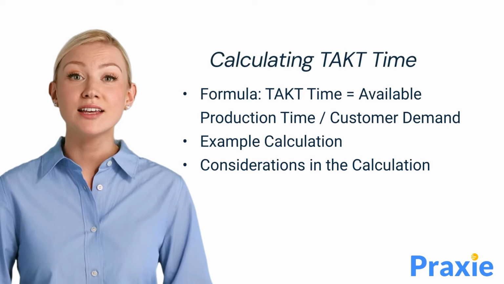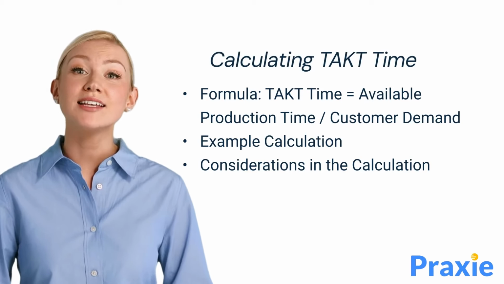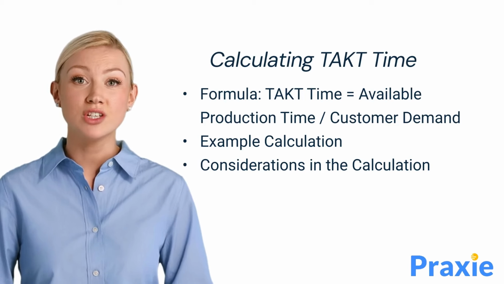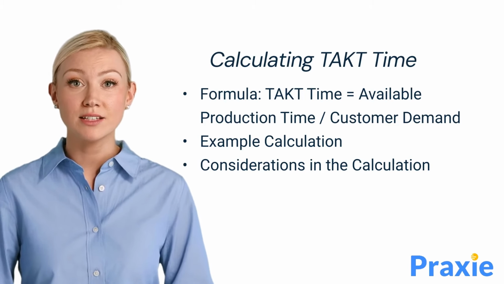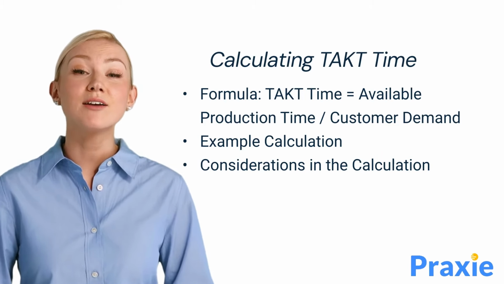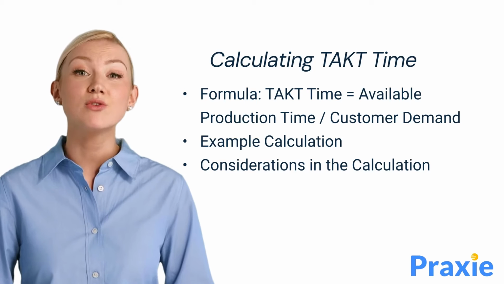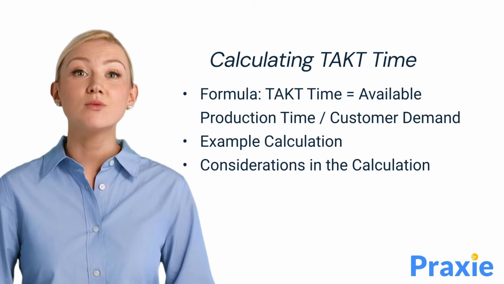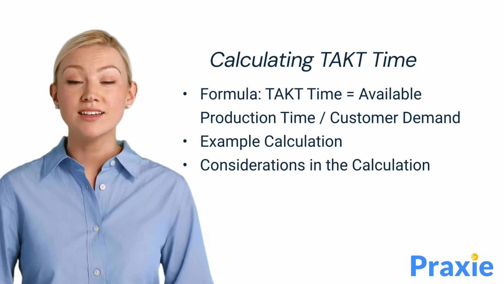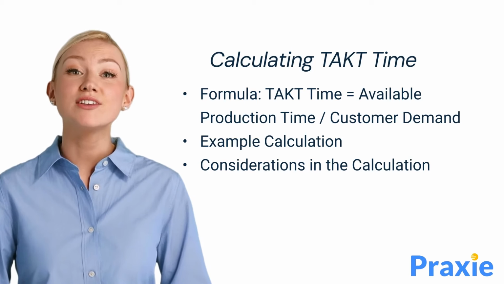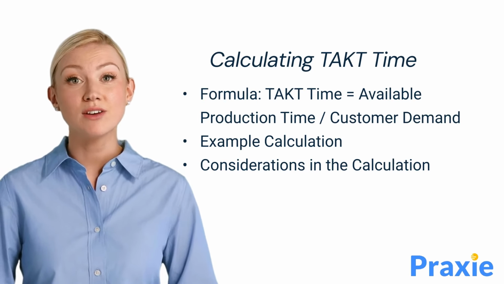To calculate TAKT time, you can use the formula TAKT time = available production time divided by customer demand. For example, if you have 8 hours of production time and need to produce 400 units, your TAKT time would be 1.2 minutes per unit. It's important to consider factors such as shift changes, breaks, and downtime in your calculation.